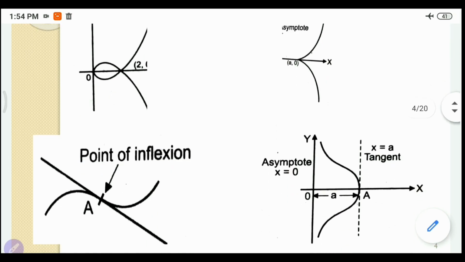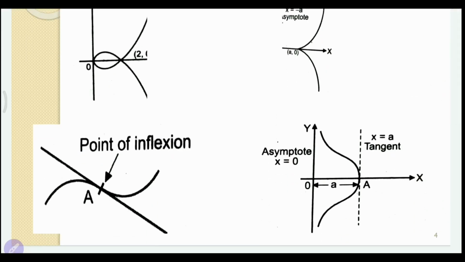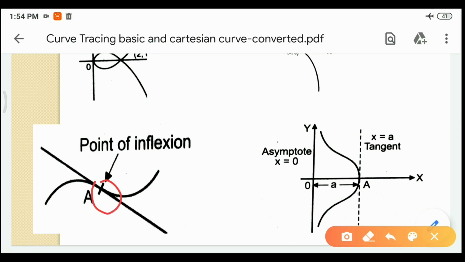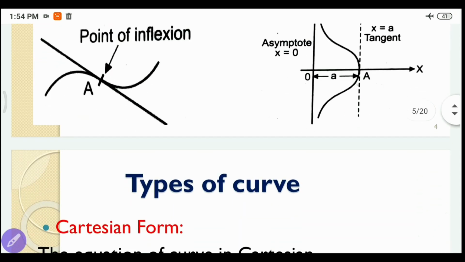Now what is the point of inflection? As I told you, this is the point of inflection, where the concavity changes from downward to upward. That's why it is called a point of inflection. And the last point is the asymptote. This line is called the asymptote of this curve because the curve will be very close to that line, but it will never touch that line. So an asymptote is nothing but a tangent to the curve at infinity.